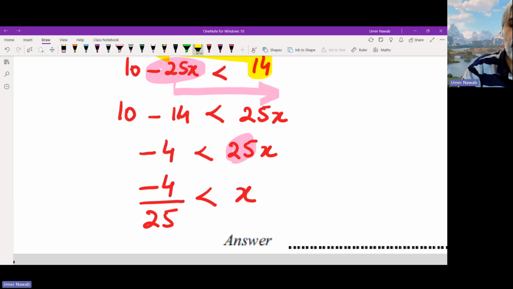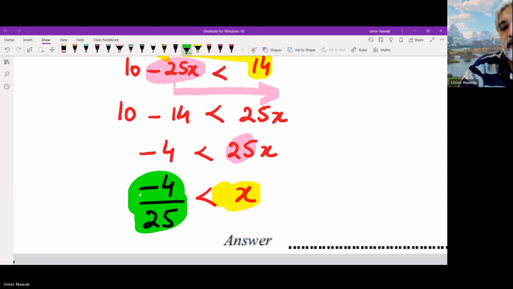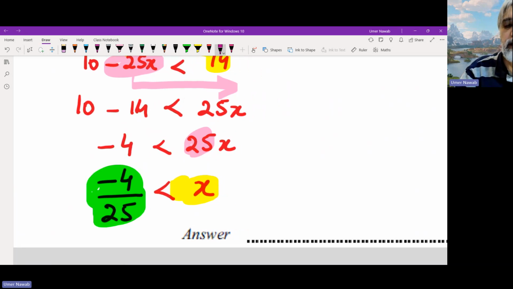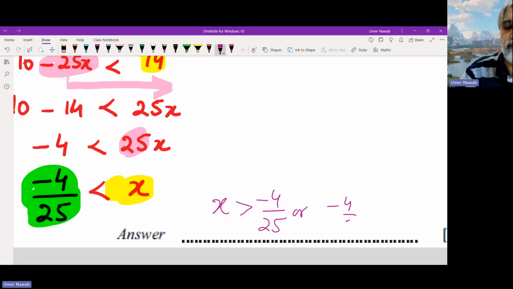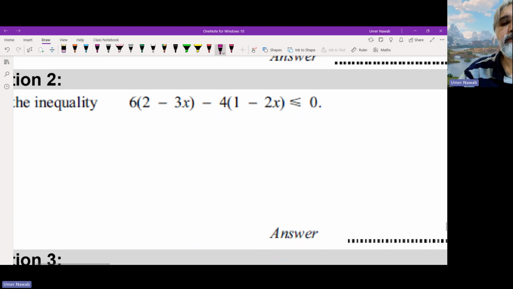Keep it in your mind, the crocodile mouth is towards x, and the pointed sign of the inequality is towards negative 4 over 25. Now it's up to you in the exam. You can write x greater than minus 4 over 25, or you can write minus 4 over 25 is less than x. Both are correct ways of writing your answers.